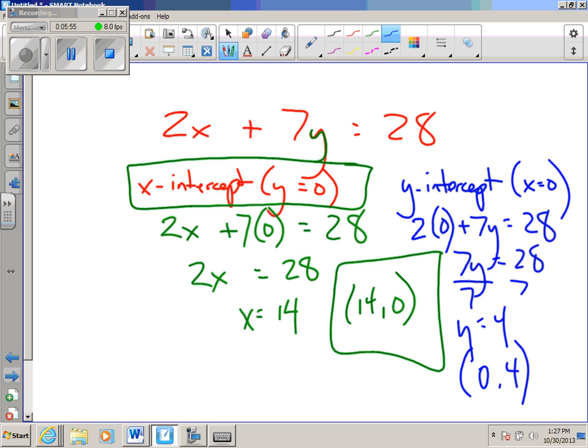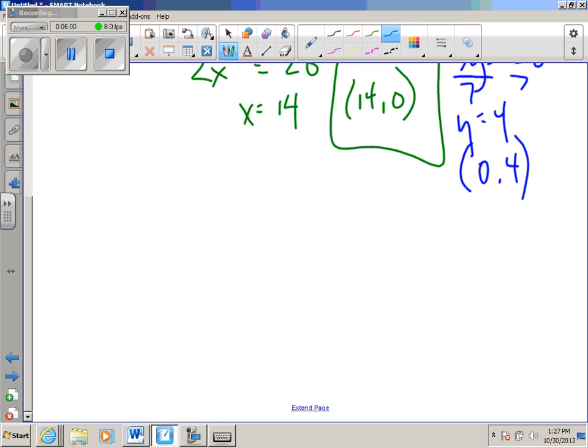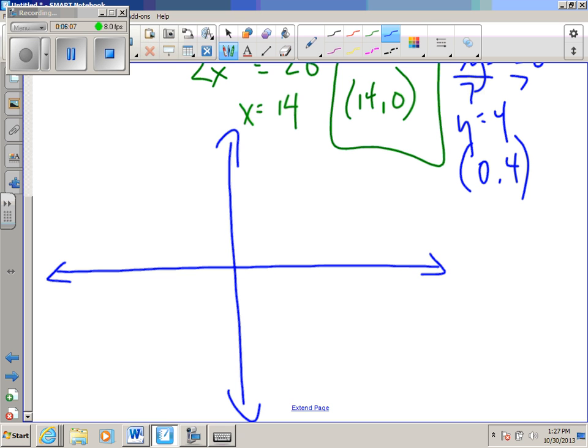What would the line look like? 1, 2, 3, 4, 5, 6, 7, 8, 9, 10, 11, 12, 13, 14. There's my 14, 0. 1, 2, 3, 4. There's my 0, 4. That would be my line. I only need 2 points on a linear equation to be working with.